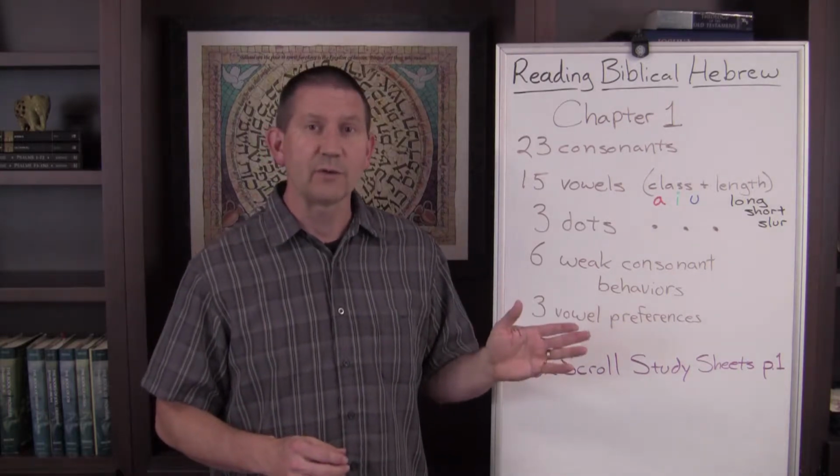I'm Prof Brian, and this is an overview of Chapter 1 of Reading Biblical Hebrew, Introduction to Grammar. The first thing we need to do to learn to read Hebrew is to learn to read the alphabet and how to put words together. So Chapter 1 is all about the symbols and the sounds of Biblical Hebrew. For us, that means it's learning 23 consonants, 15 vowels, 3 dots, 6 weak consonant behaviors, and 3 vowel preferences.